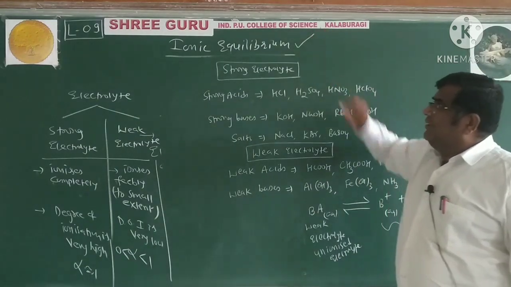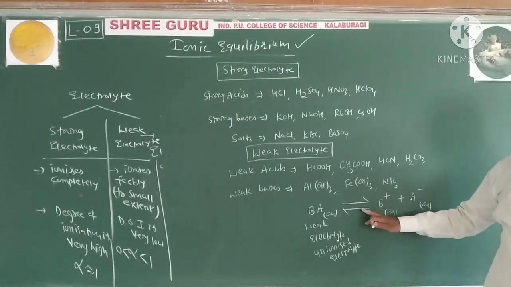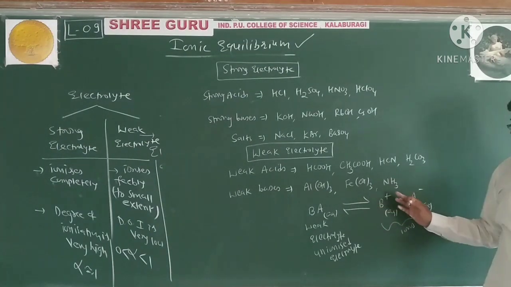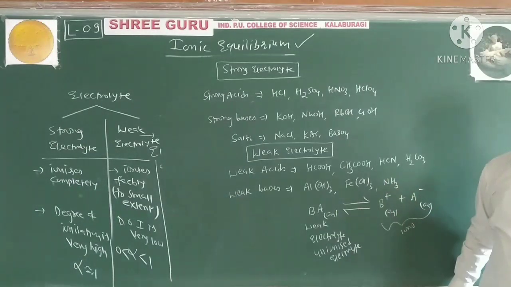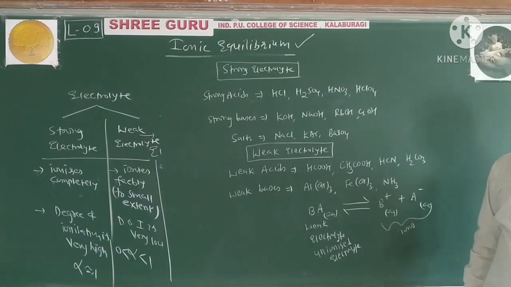So that equilibrium is what we are interested in learning, the ionic equilibrium. So this is for a weak electrolyte, with the reversible sign. And we want to know the concentrations of products divided by reactants. We call this the equilibrium constant. What are the factors on which it depends? All these parameters of this equilibrium we have to learn in ionic equilibrium.